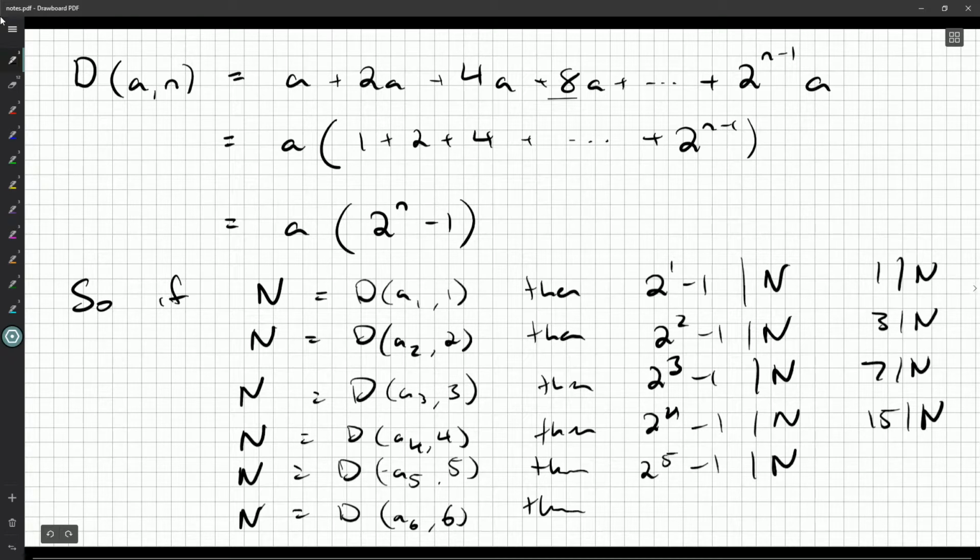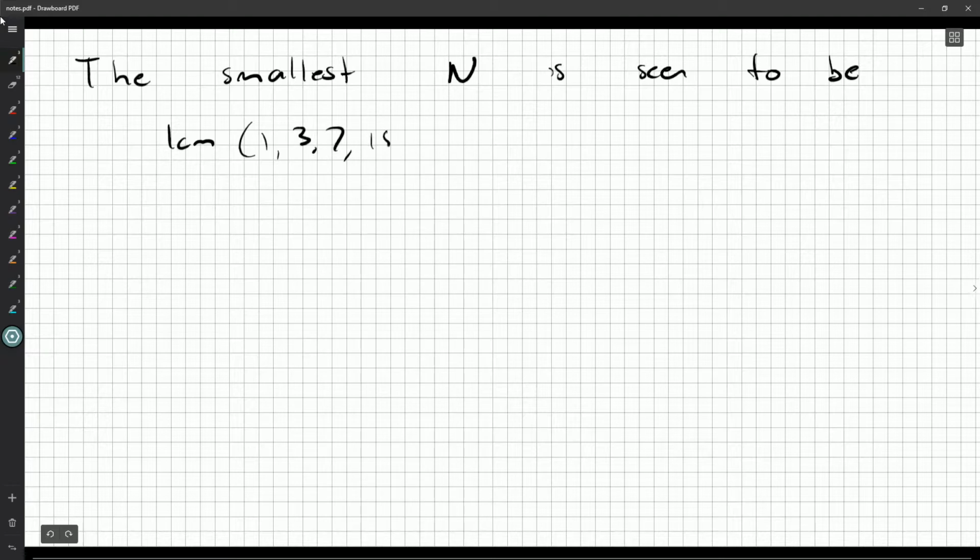Now, what about these A's? Just take your n and divide by the 2 to the something minus 1, and you'll have what has to be the first thing, the a. 2 to the 5 minus 1, so 31 needs to be a factor. That's kind of interesting because it's prime. 2 to the 6 minus 1, so 63 needs to divide n. So the smallest n can be is the lowest common multiple of all these things: 1, 3, 7, 15, 31, and 63.